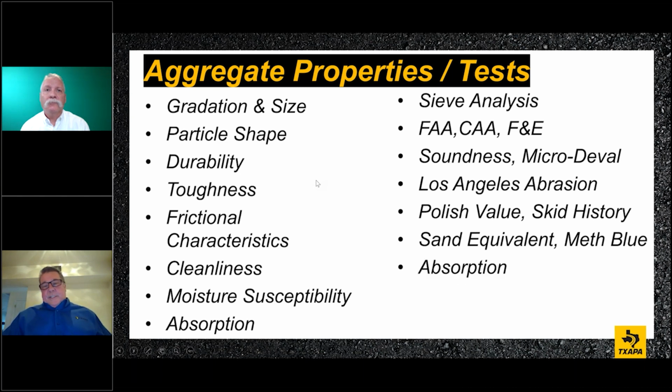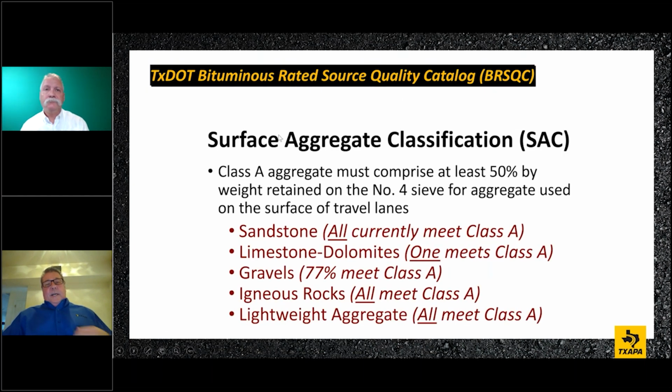We have absorption tests, of course, to determine how much that aggregate's absorbing. And then we got the classifications of aggregates. So we have the TxDOT Bituminous rated source, and this is on TxDOT's website, underneath the materials producer list. It's going to tell you your surface aggregate classification, that's what SAC means, of the aggregate sources of all the quarries that are in Texas. Every 6 months they run these different tests. They run LA Abrasion, the soundness test, and they determine what surface aggregate classification each of these quarries can produce.